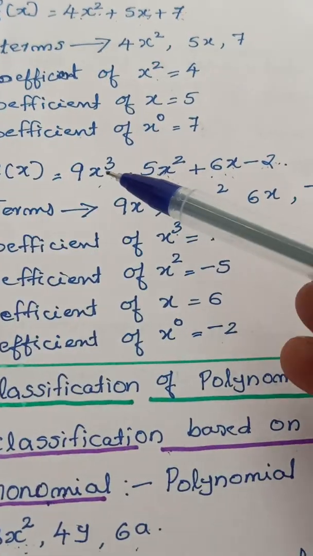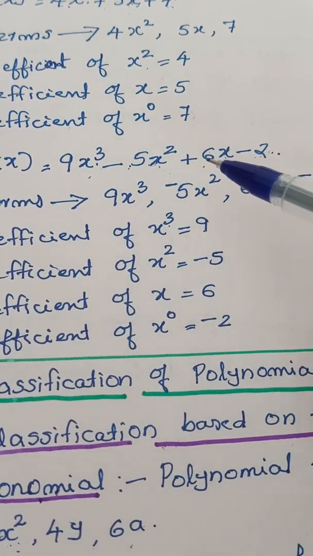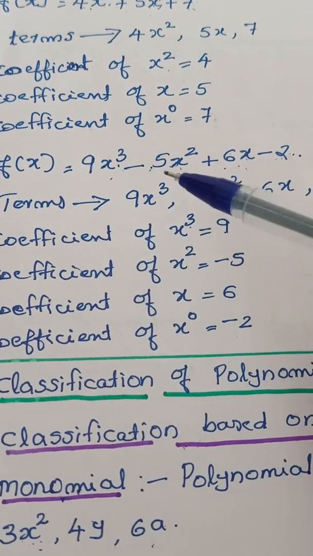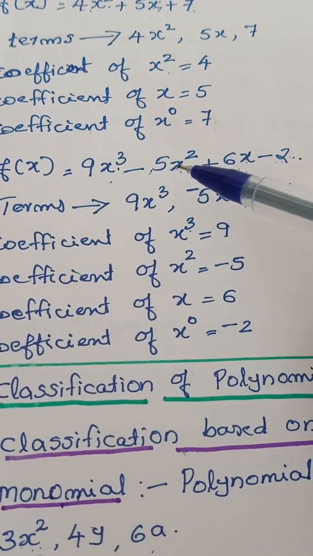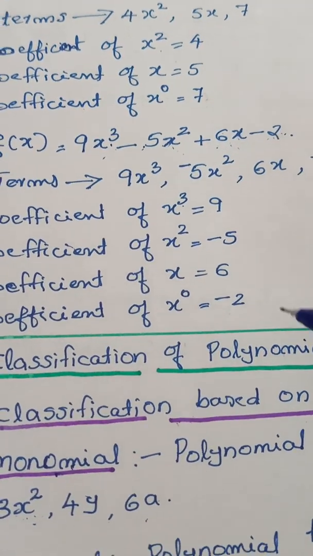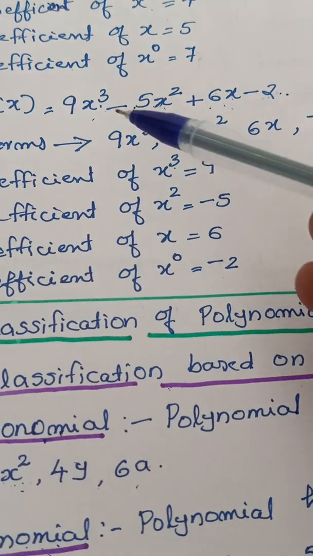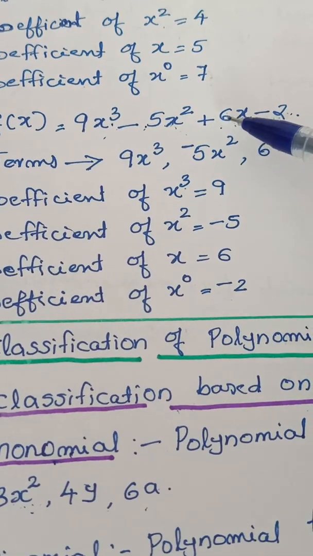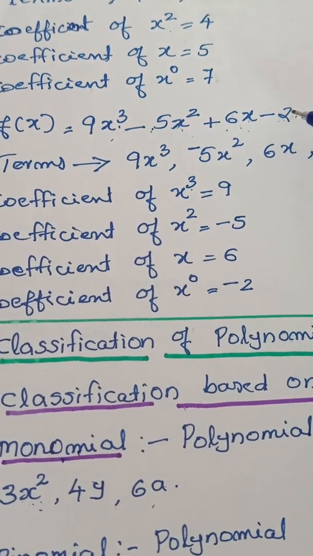Second example, f of x equal to 9x cube minus 5x square plus 6x minus 2. How many terms in this polynomial? First term 9x cube, second term negative 5x squared, third term 6x, negative 2 last term. What is the coefficient of x cube? 9, coefficient of x squared negative 5, coefficient of x 6, coefficient of x raised to 0 negative 2.